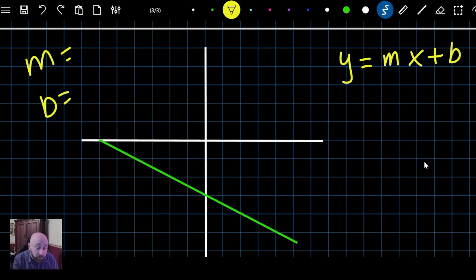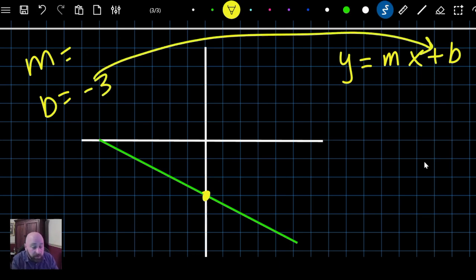So where does this line cross the y-axis? Well, it crosses it right down here, right? So what point is that? 1, 2, 3. Don't forget we're going down. So that's going to be -3, our y-intercept. And now we can take that and plug it right in here.